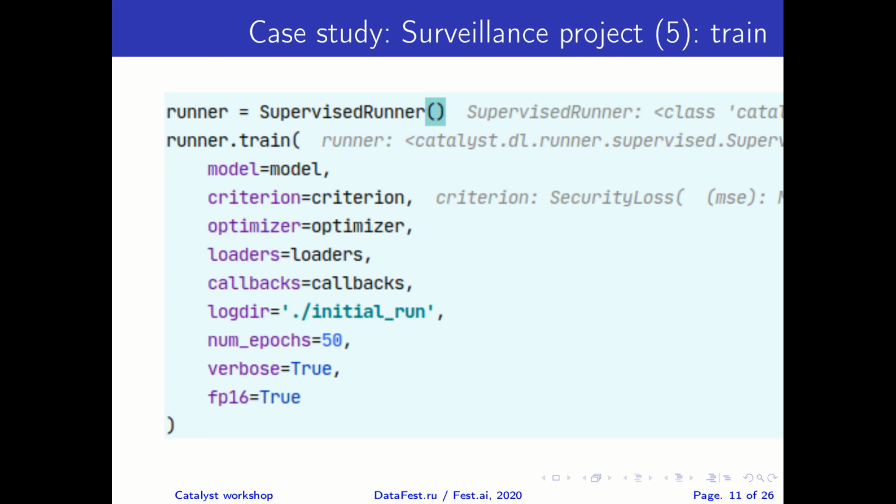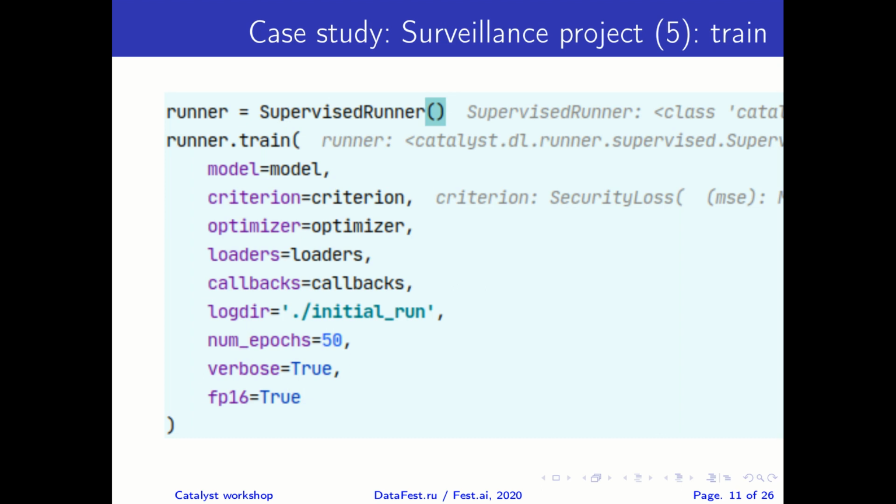And the next step would be we create our supervised runner, and we just call runner.train, and we pass in the model, the criterion, the optimizer, the loaders, which I mentioned already, the callbacks, which I also mentioned, the logdir. This is where the checkpoints will be saved, and also the TensorBoard data would be saved, the maximum number of epochs, whether you want verbosity, and if you want FP16 support.